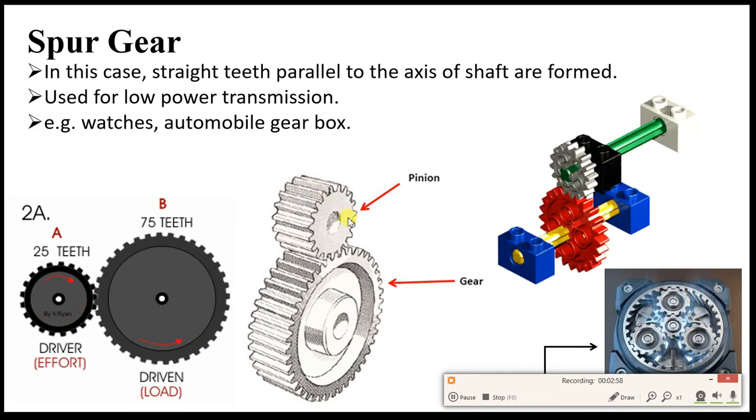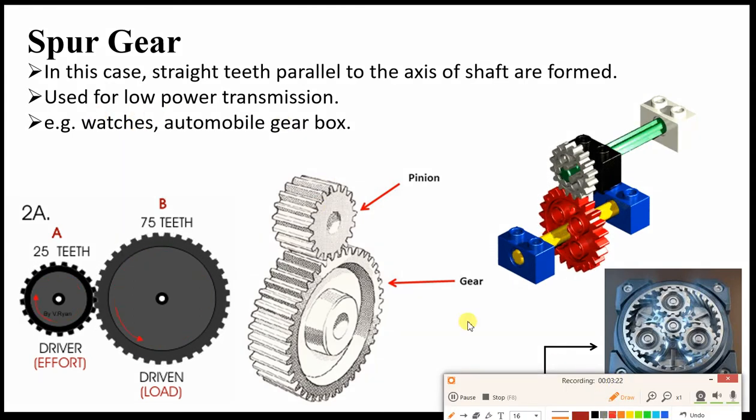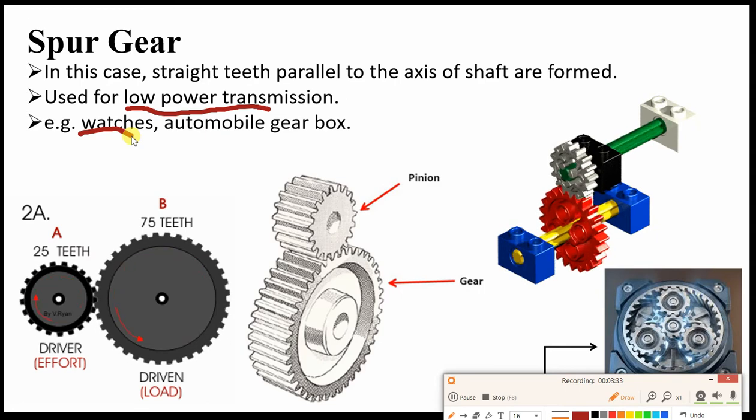When the teeth are cut parallel to the axis of the gear, then that gear is called a spur gear. If the axis of the gear and the gear teeth are parallel to each other, then it is called a spur gear. Now generally it is used for low power transmission. Spur gears are used for low power transmission. For example, you can see in your watch. The motion of all the needles of the watch takes place due to this spur gear.